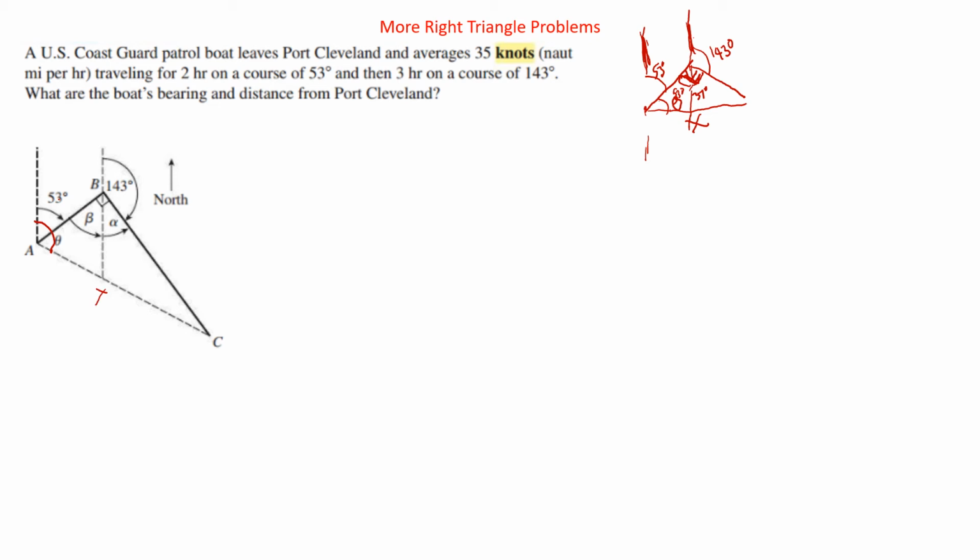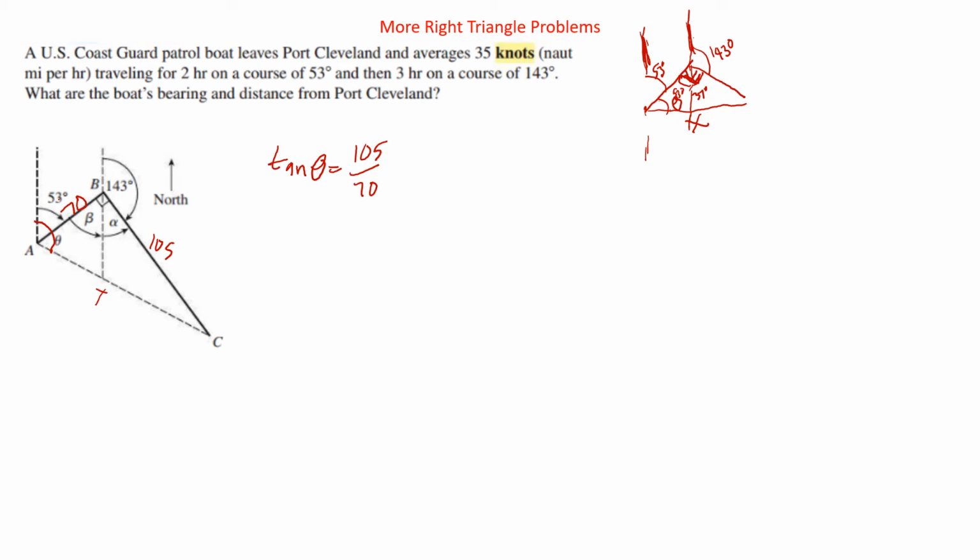So let's see, the boat leaves and averages 35 knots for 2 hours. So that means they traveled 70 knots, or 70 nautical miles. And then 3 hours on the other. So 35 times 3 is going to be 105. So with that, we have a tangent of theta equals opposite over adjacent, so 105 over 70.